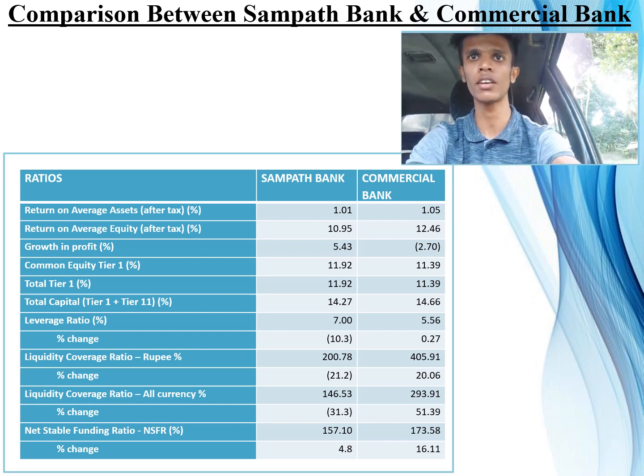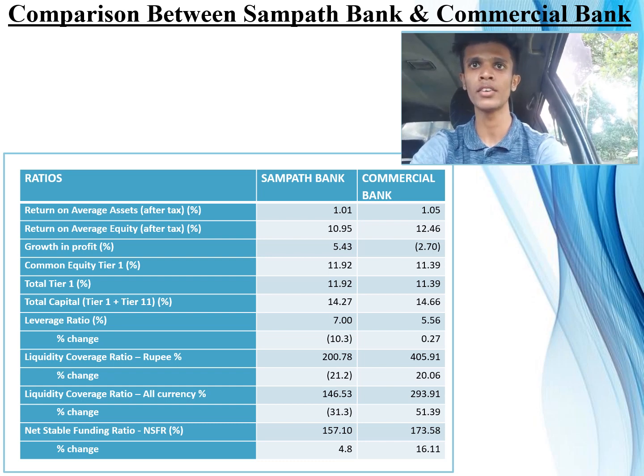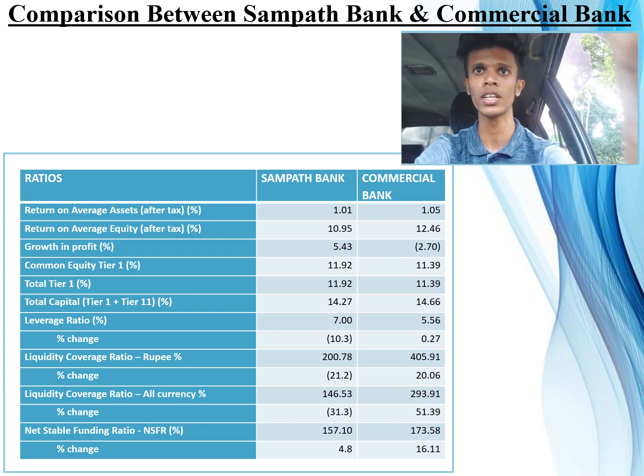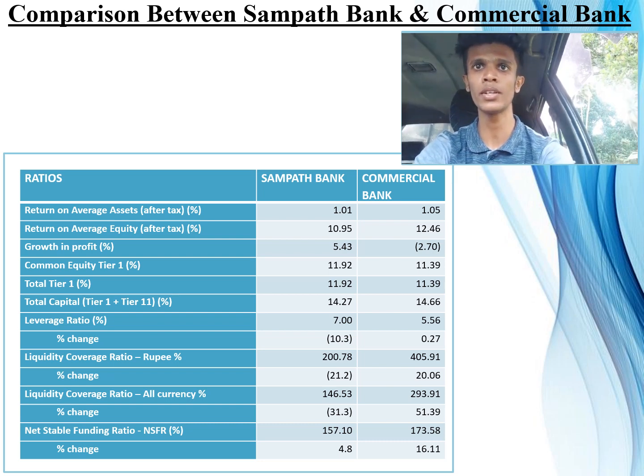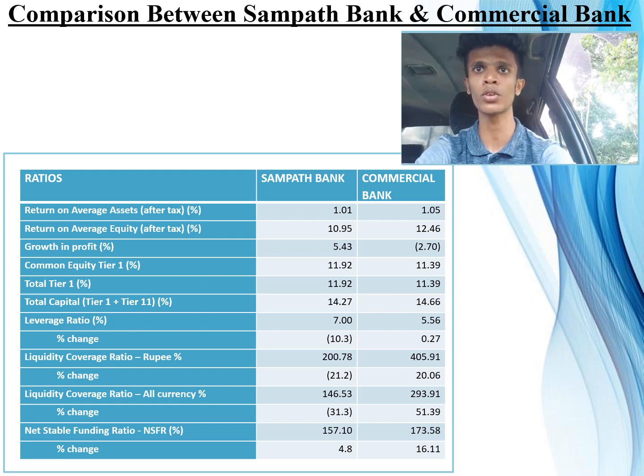Next one, the liquidity coverage ratio. Sampath Bank's liquidity coverage ratio is 200.78% in rupees and 146.53% in all currencies. Commercial Bank's liquidity coverage ratio is 405.91% in rupees and 293.91% in all currencies. Both banks have strong liquidity coverage ratios, indicating their ability to cover short-term liquidity needs. The Commercial Bank has a higher liquidity coverage ratio in both rupees and all currencies, indicating a more robust liquidity position.